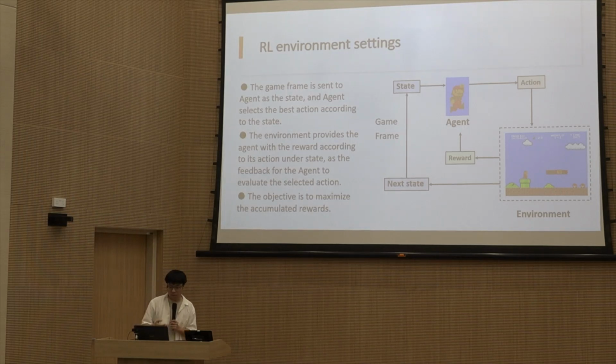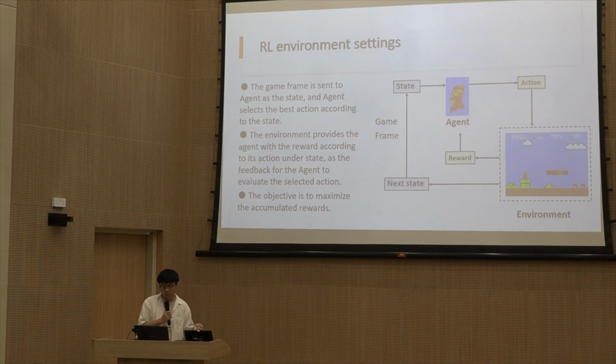In this scenario, the game frame can be the state. When the agent gets this state, it will choose the best action. The actions can be moving left, moving right, jump, or idle for this frame, so it's basically the joypad control. And the reward is a self-defined thing. The reward is very important for setting up a reinforcement environment.